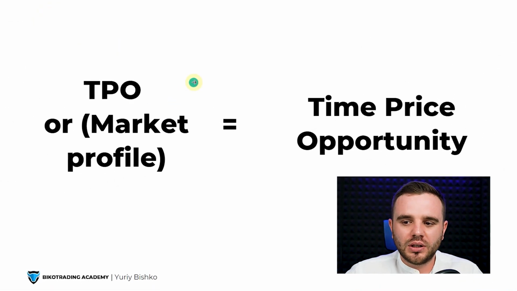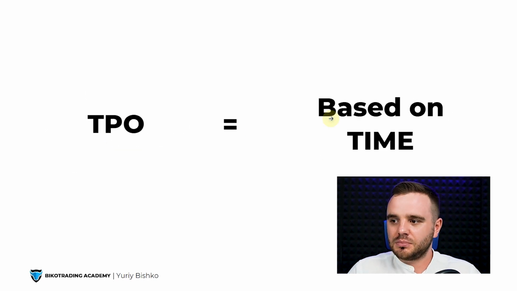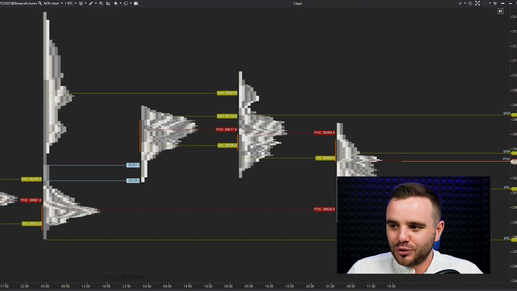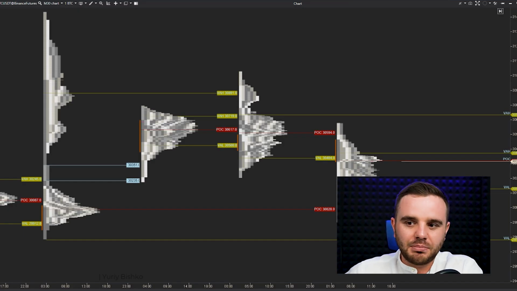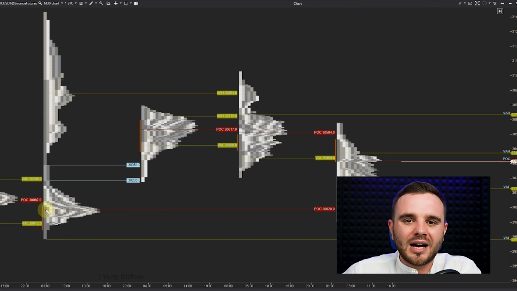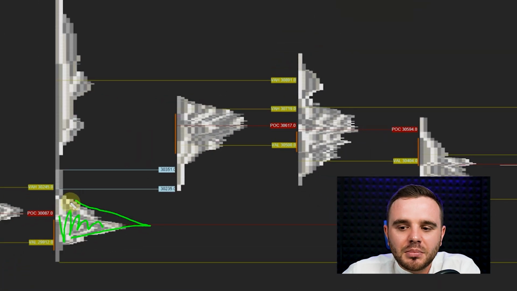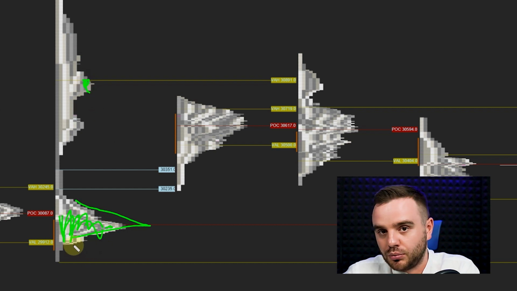First, TPO, or market profile: time price opportunity. That means it's based on time. Here is a TPO chart of BTC. What does this mean? It shows you the period of time where price was, and the bigger the shape, the more time price was there. It doesn't mean that the biggest volume traded there. Sometimes the biggest volume traded here, but price spent a big period of time below or above it. At this moment, this is the TPO profile in detail.